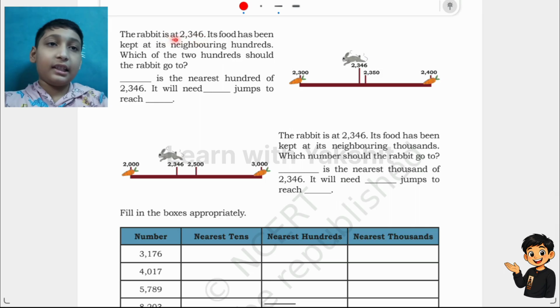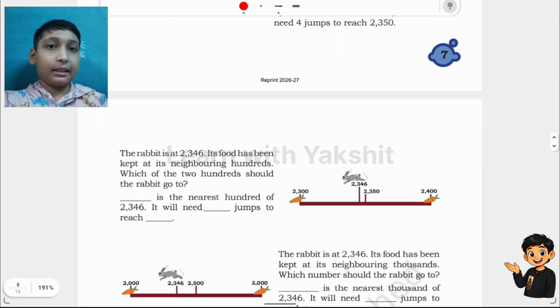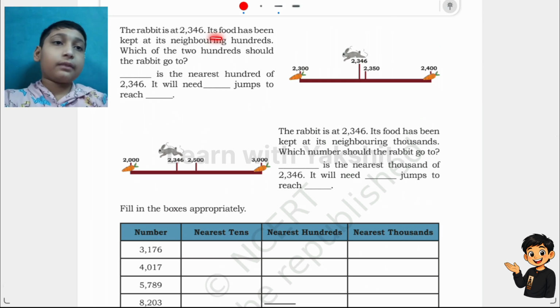The rabbit is at this number. Was it the exact same? Wait, let me check. Yep, it's the exact same. Its food has been kept at its nearest hundreds. Which of the 200s should the rabbit go to? Now, here's the rabbit, and the carrots are placed on the nearest hundreds.